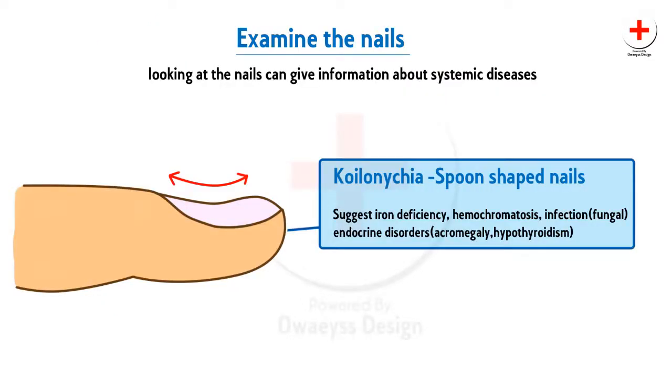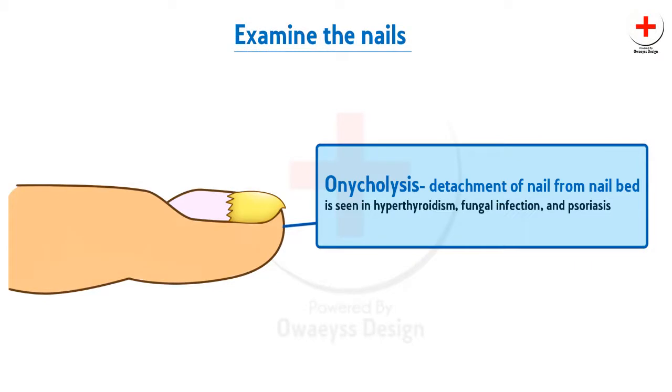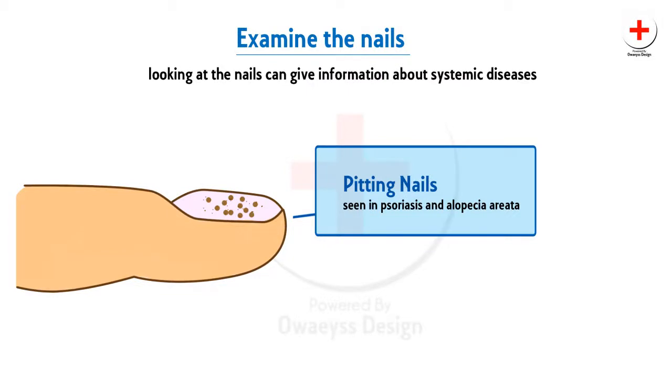Looking at the nails can give you information about many systemic diseases, which we are going to discuss one by one. First one is koilonychia, in other words spoon-shaped nails, which suggest many diseases, which include iron deficiency, hemochromatosis, fungal infection, and endocrine diseases. Onycholysis, which means detachment of nail from nail bed, is seen in hypothyroidism, fungal infection, and psoriasis. Pitting nails are seen in psoriasis and alopecia areata.